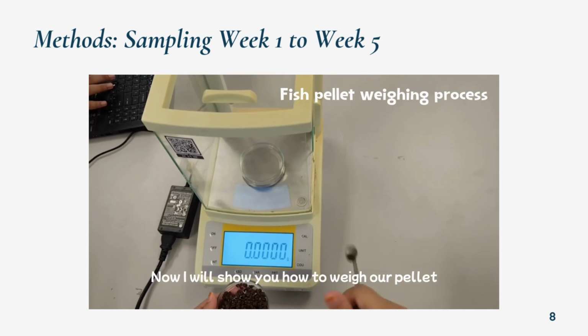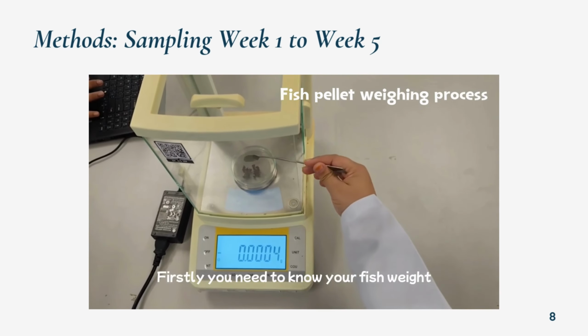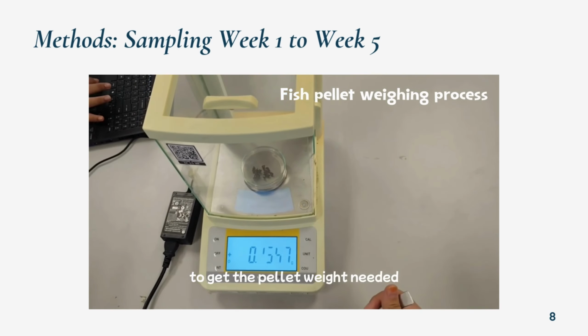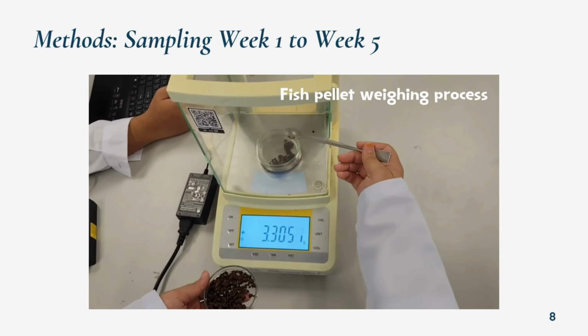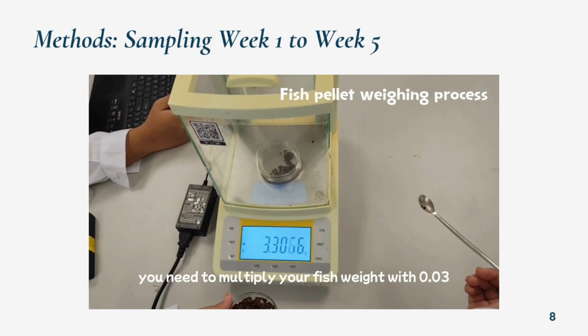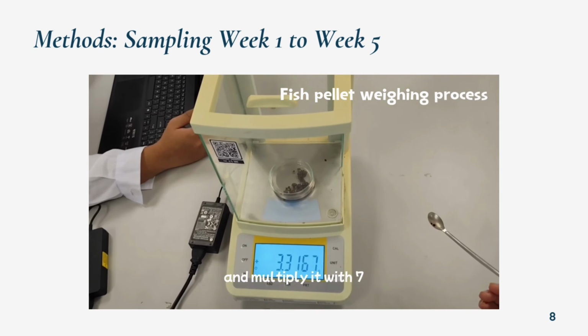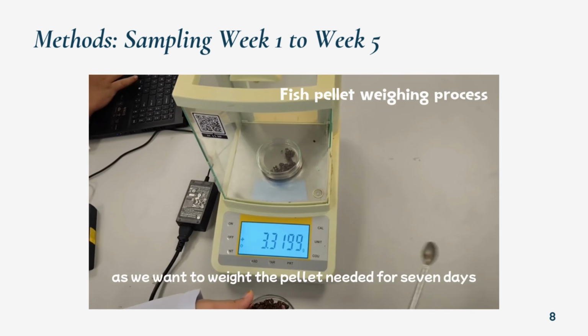Now, I will show you how to weigh our pellet. Firstly, you need to know your fish weight to get the pellet weight needed. To calculate the pellet weight needed, you need to multiply your fish weight by 0.03 and multiply it by 7, as we want to weigh the pellet needed for 7 days.